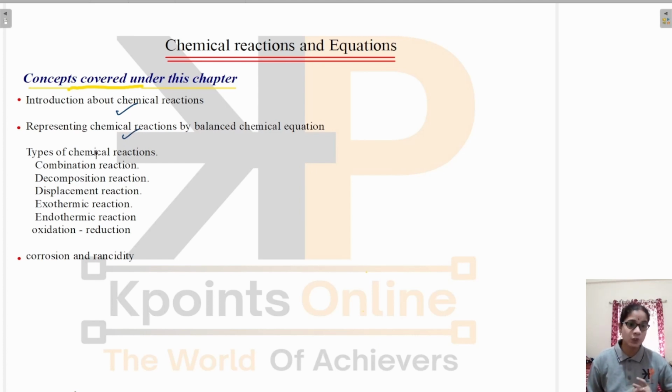Then we come across chemical reaction types like combination reaction, decomposition reaction, displacement reaction, and one more, double displacement reaction, exothermic reaction, endothermic reaction, and oxidation reduction. And also we will be studying corrosion and rancidity. Okay, without delay let us move to the chapter.